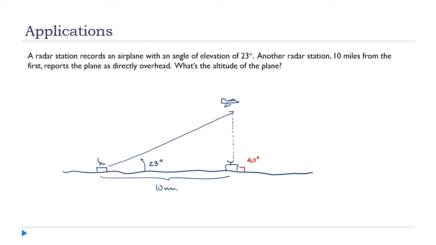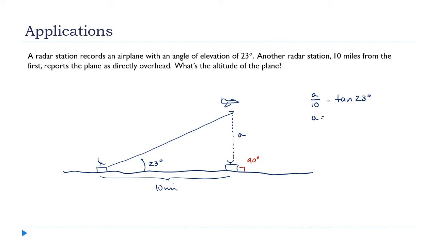So what am I looking for? I want the altitude of the plane. Let's call it A. And so what do I know? I know this adjacent side, and I want to know the opposite side. Well, opposite divided by adjacent, that's the tangent, right? So this is the tangent of 23 degrees.